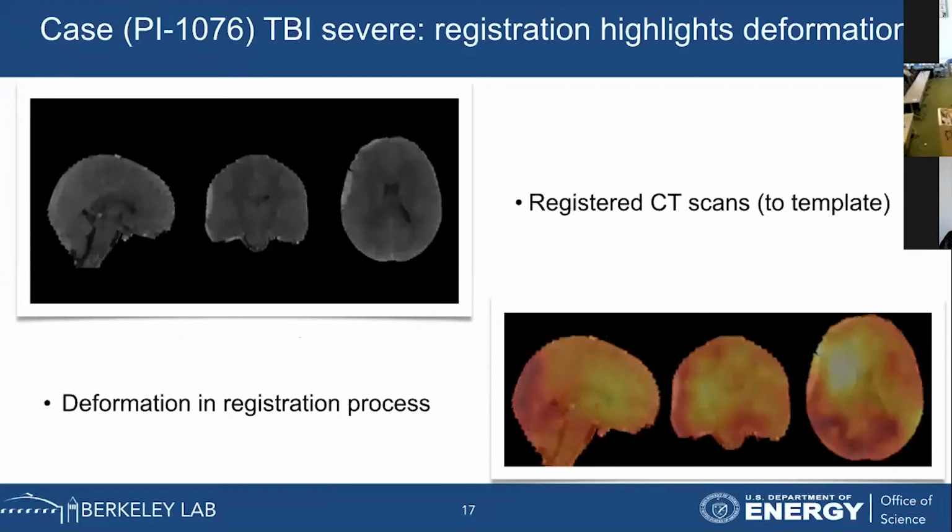And we register it to the CT template we just created, as you see on the upper left. And on the lower right, I'm showing the deformation map, which is what we obtained through this registration process. And the brightest part basically highlights this individual's injury. Like we localize where this CT scan has the most deformation among all of the voxels.